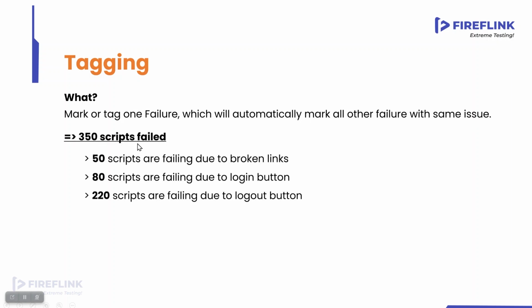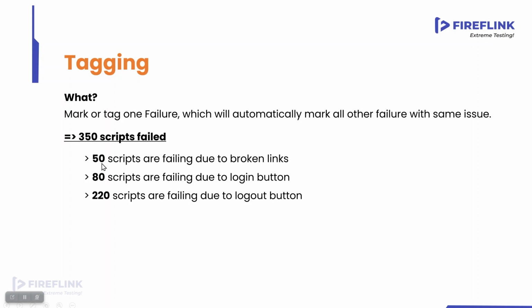I have 350 scripts failed, right? And 50 are failing due to broken links, 80 are failing due to the login button, and 220 are failing due to the logout button issue, right? So these are the failure reasons, right? Now, once the suite execution is done and 350 scripts are failed, in FireFlink, I will not go to all the 50 scripts, all the 80 scripts, and all the 220 scripts. What I will do is go to any one of the 50 scripts. Say I don't know which 50 scripts.